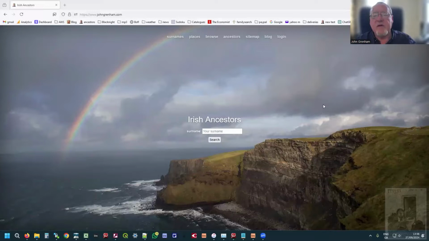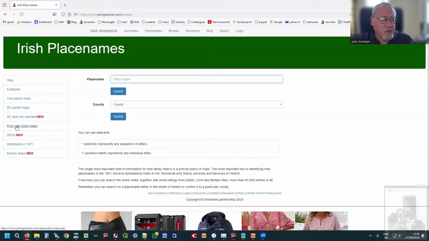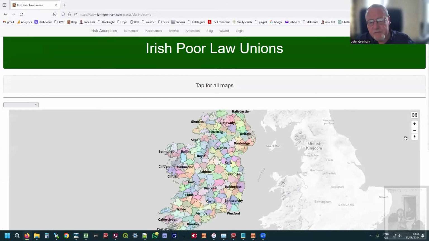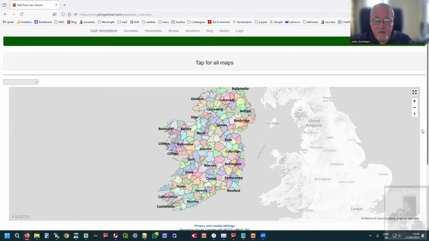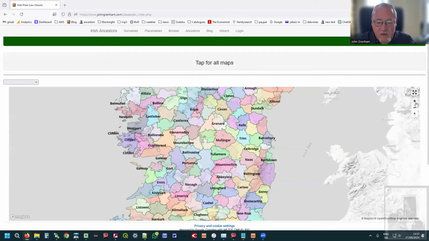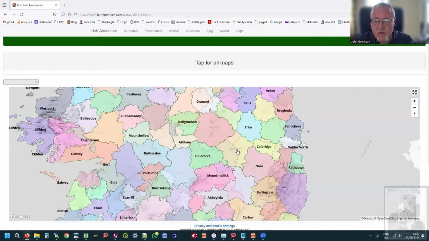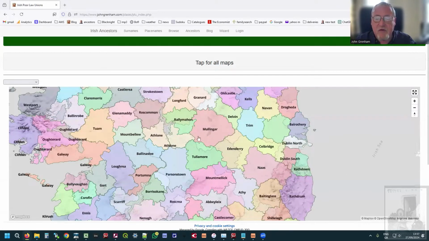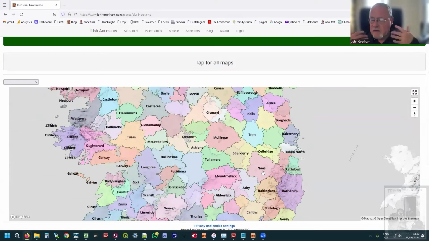Right, here we are at the site, into places and into the Poor Law Union maps. Now, the first thing you'll notice about this is that this is not a map of the counties of Ireland. These are completely different to counties. They don't cover the same areas at all. And in fact, if you zoom in, you'll see underneath them there are county boundaries. So, this one here, for example, Edenderry, covers parts of 3 counties. So that's the first thing.